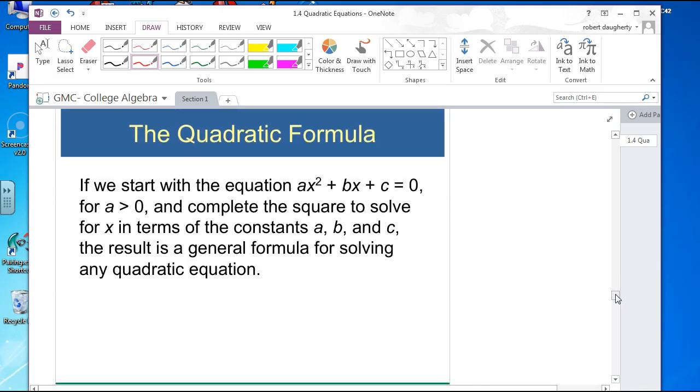Which brings us to what we're leading up to here, the quadratic formula. So what we've done so far, we've solved quadratics by taking the square root of both sides. And then we also solved by completing the square, which you just saw. And the last method is the quadratic formula. So if we start with this equation, ax squared plus bx plus c is equal to 0, we have a formula that will always work for solving this.